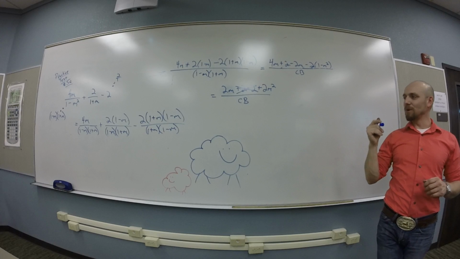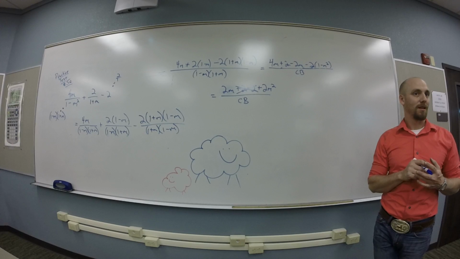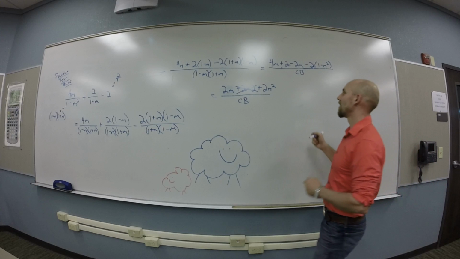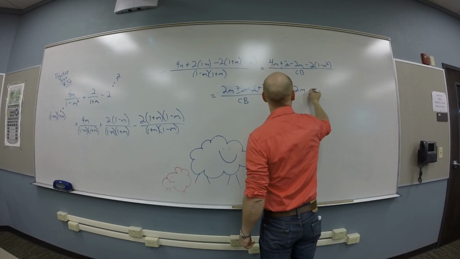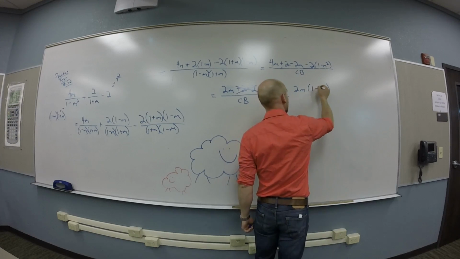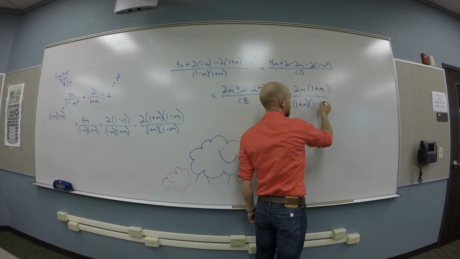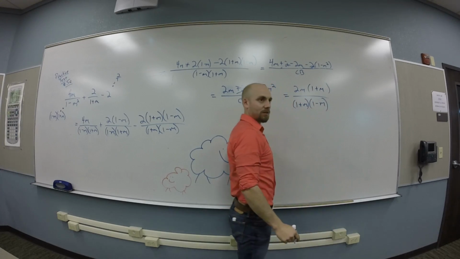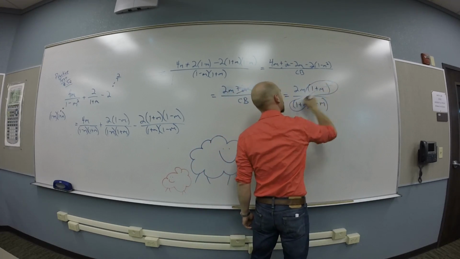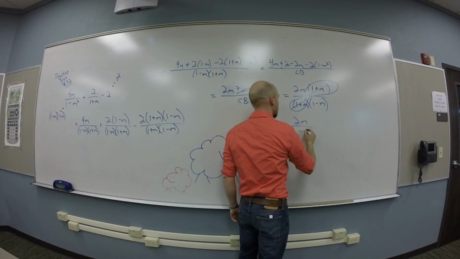All right. So once I'm here, what do I do? Out of the top, I can factor a 2m. What am I going to be left with? A 1 plus m. And my common bottom was 1 plus m times 1 minus m, right? So you see this, drop this stuff, and you're left with 2m over 1 minus m.